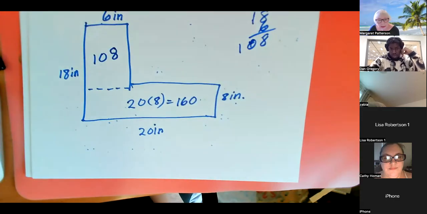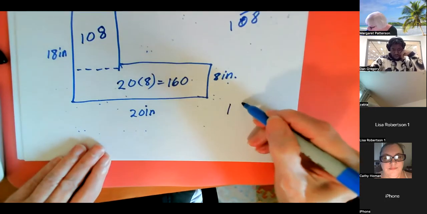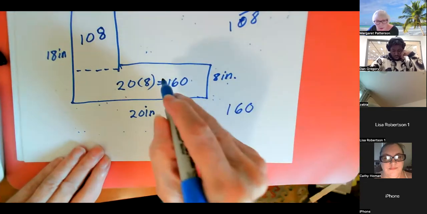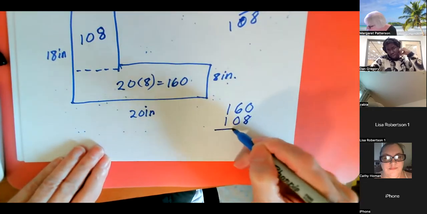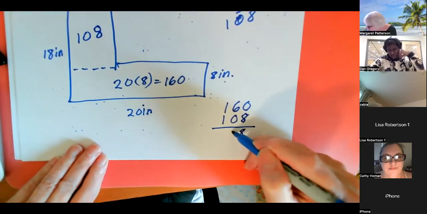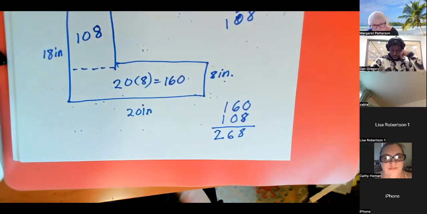So what is the total inside this picture? What do you do? Do you add them together? Absolutely, because you want to paint the whole darn thing, don't you? So it's 160 plus 108. And that's what you do when you have odd shaped things. So this is 8, this is 6. I'm getting 268.